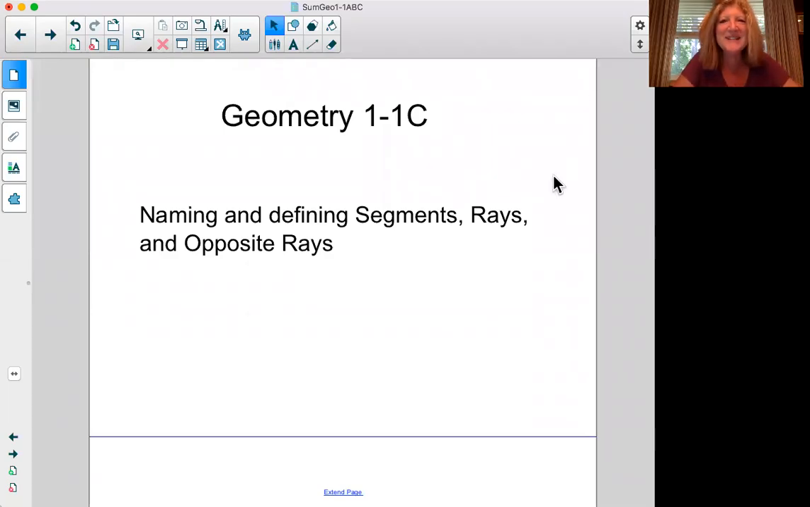Hi, geometry students. So today we're going to continue learning our shared language of symbols, and we're going to define and learn how to name segments and rays, and we're going to talk about opposite rays.